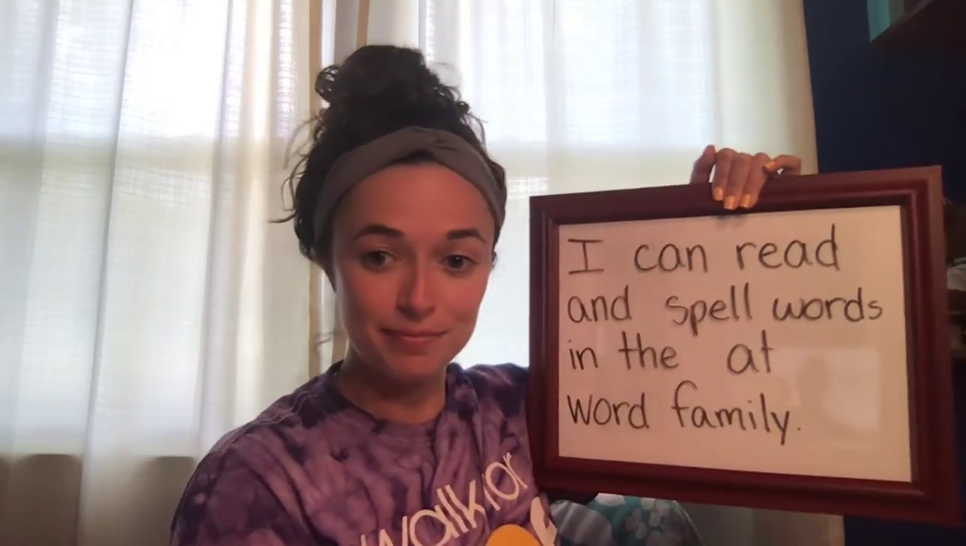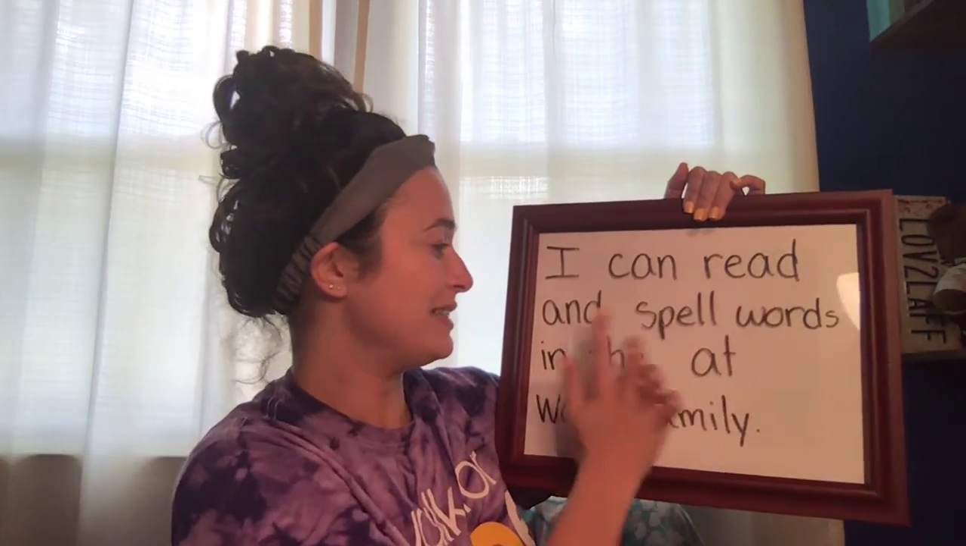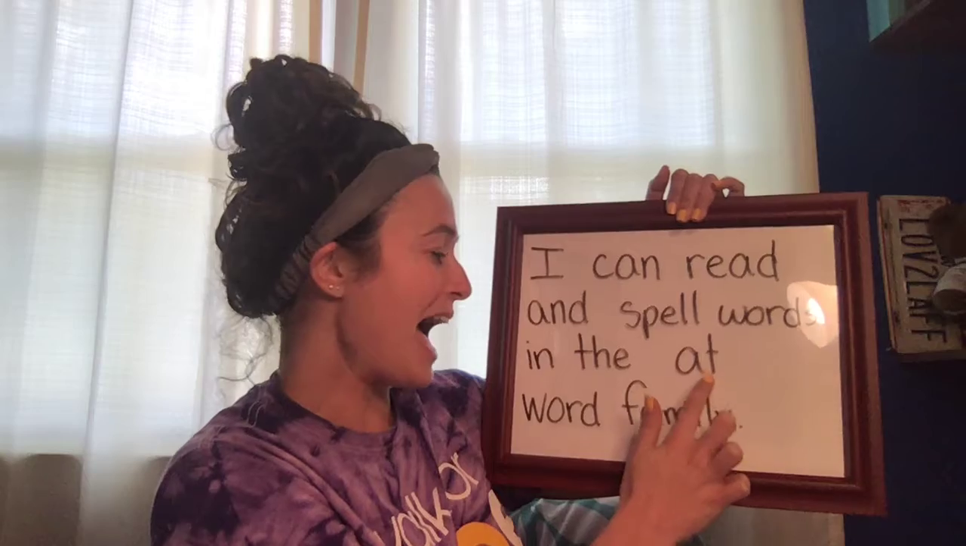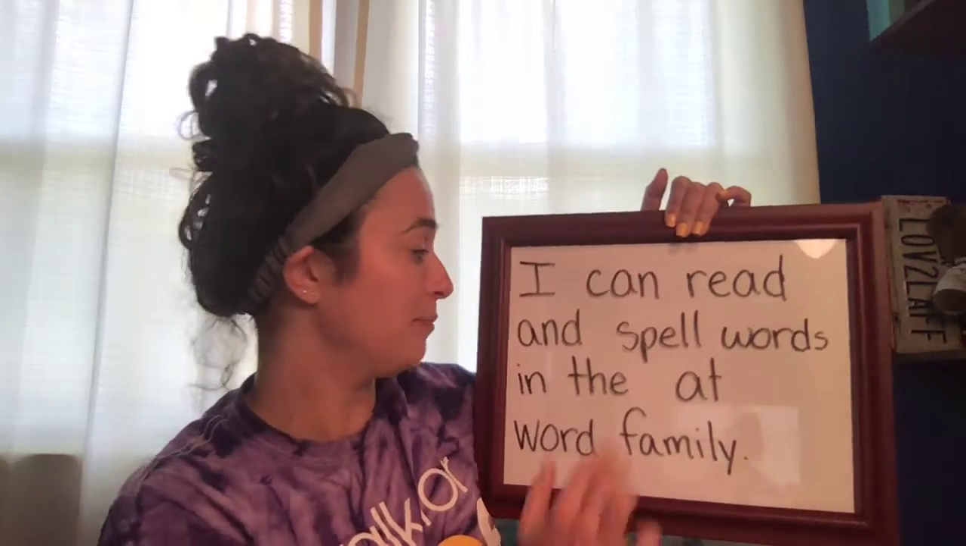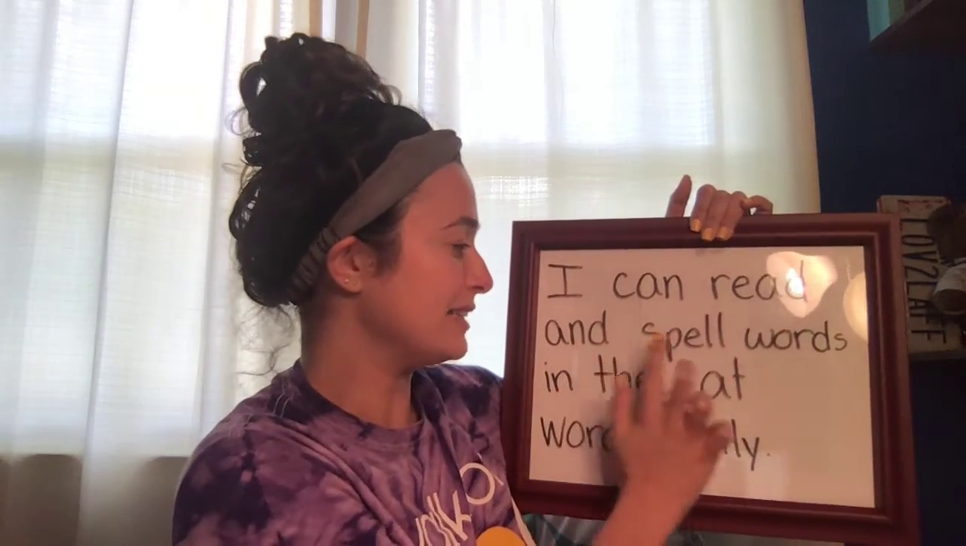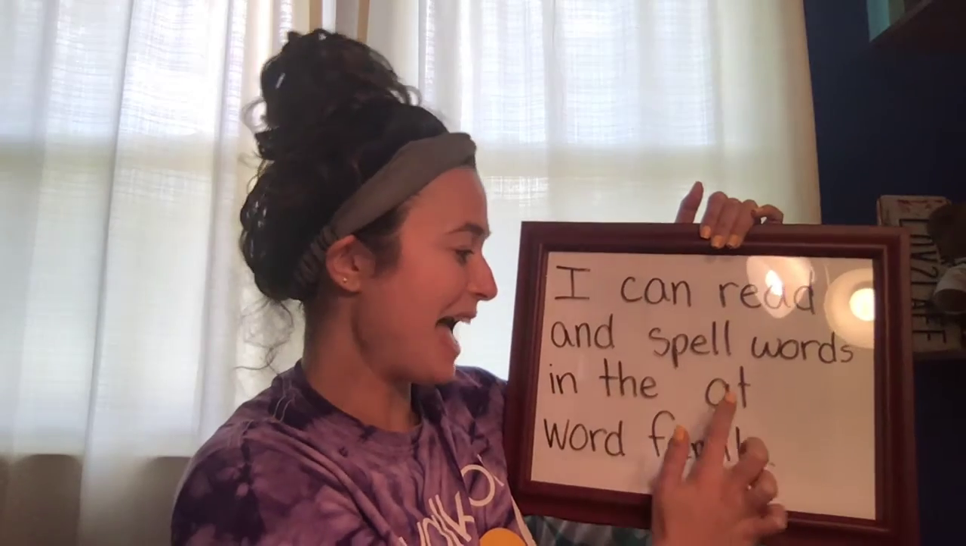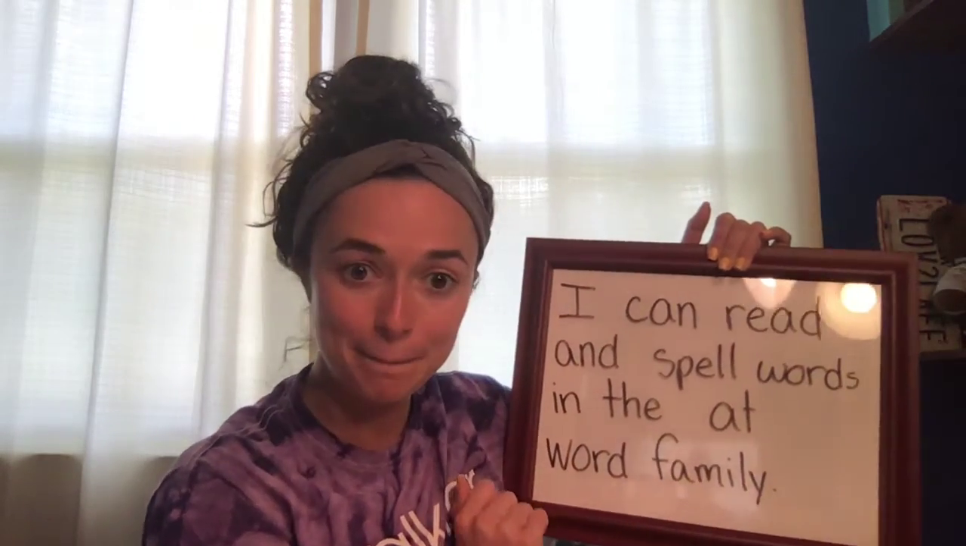is at the end of the lesson, you should be able to say, I can read and spell words in the at word family. So I'll read that one more time. See if you can read it with me. I can read and spell words in the at word family. So this is something that we did work on during the school year a little bit, and it was one of the last things that we did before we started learning at home.